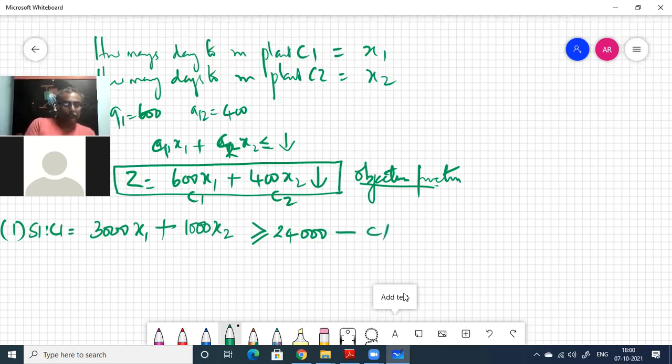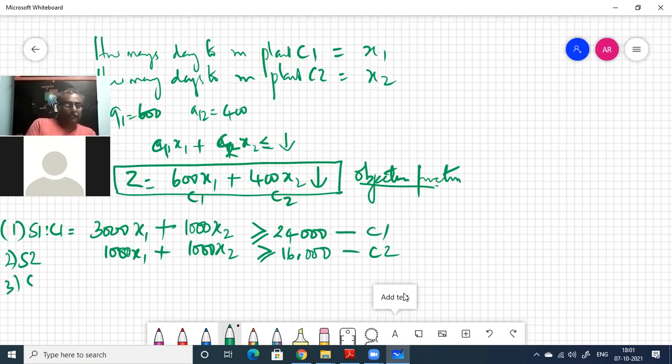Then the other constraint is arising due to the demand for S2. The demand for S2 is greater than or equal to 16,000. That means you are operating factory 1 for X1 days, producing 1,000 bottles each day, so total bottles produced by factory 1 is 1,000 into X1. Same way you are operating factory 2 for X2 days, producing 1,000 bottles of S2 each day. So 1,000 X1 plus 1,000 X2 must be greater than or equal to 16,000. This becomes your second constraint.